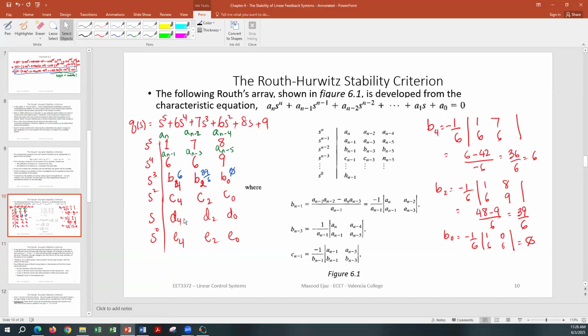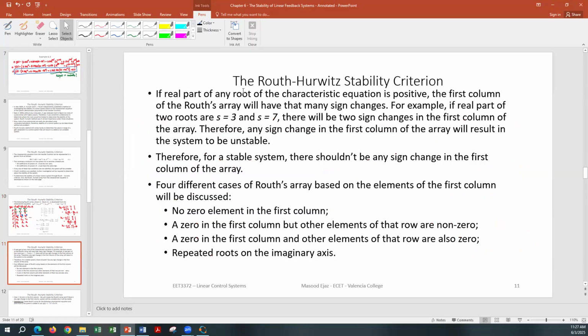But back in the days, imagine when it was hard to find the roots of a 5th order, 6th order, 7th order system. You can create a matrix and see if there is any sign change in the first column, and the number of sign changes means that many poles are going to be on the right hand side of the S-plane. If you have two sign changes, you have two poles on the right hand side of the S-plane. If you have one sign change, one pole on the right hand side. As soon as you have a sign change in the first column, the system is unstable. So that's what it is.